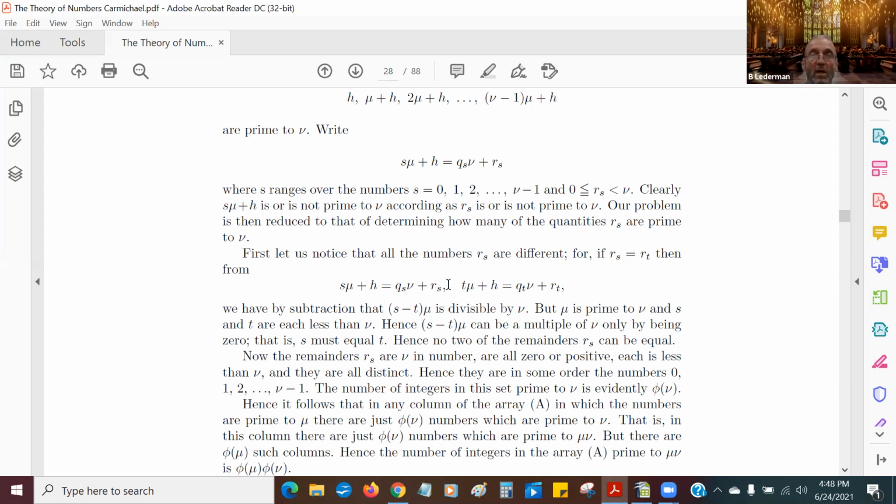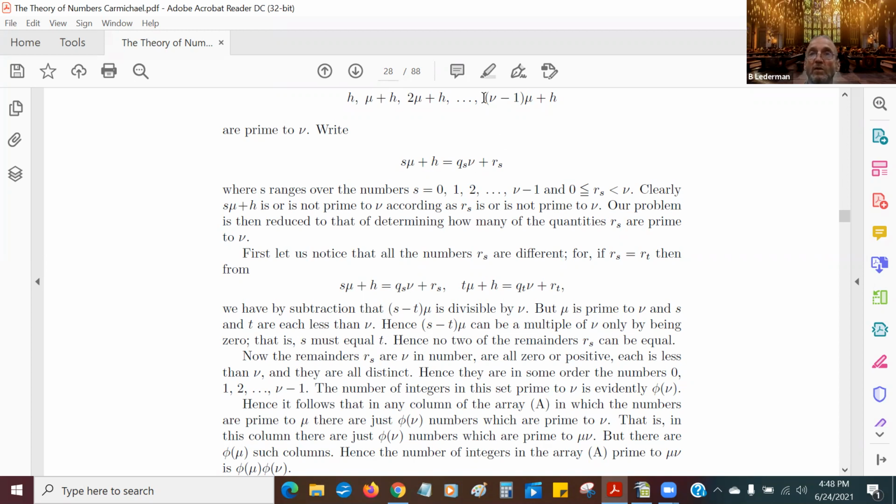So that means that S minus T mu has to be a multiple of V, and the only multiple it could be is 0. So S must equal T.